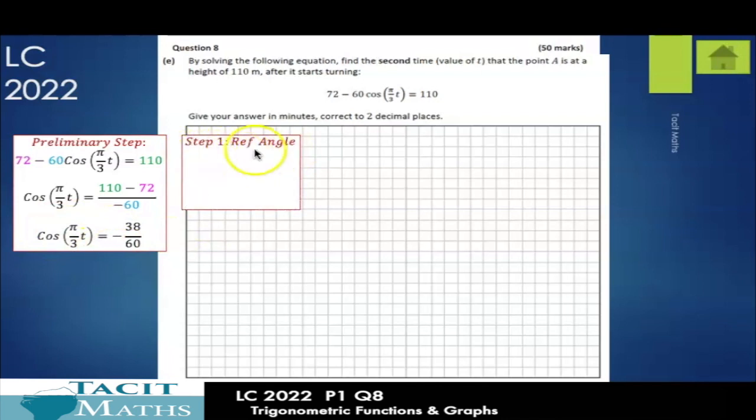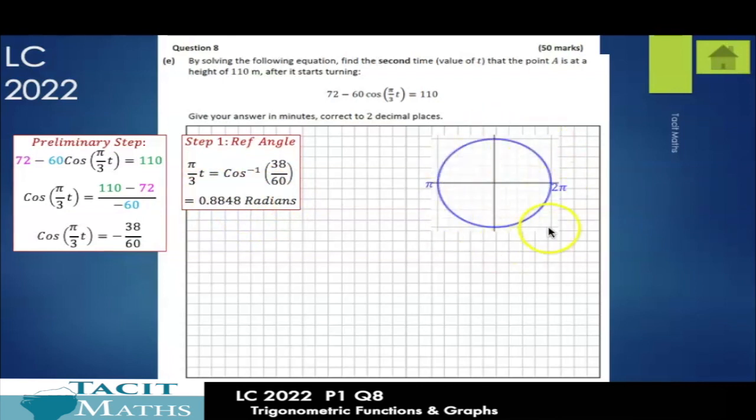Now next up, we get our reference angle. We do that by just ignoring the minus here, ignoring the pi over 3, just getting the inverse cos of 38 over 60, which is 0.8848. Now the next step, it's up to you what you do next. I would always draw the unit circle next. And basically that 0.8848 refers to this angle in here.